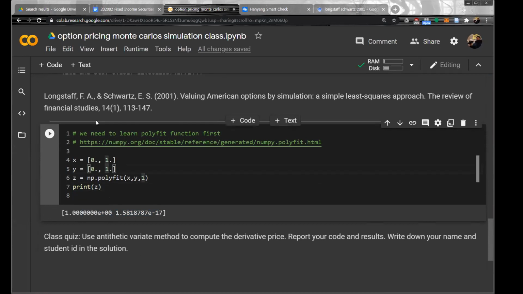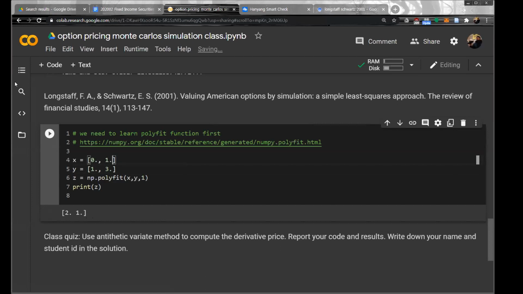What if this is 2? When X is 0, Y is 0, and when X is 1, Y equals 2. Then we have Y equals 2X. So let me try. Right, so we have 2, and this is 0. What if we just add 1? In this case, obviously, the correct function is Y equals 2X plus 1, the constant term. Do you see the pattern? We are looking for the polynomial fit function.